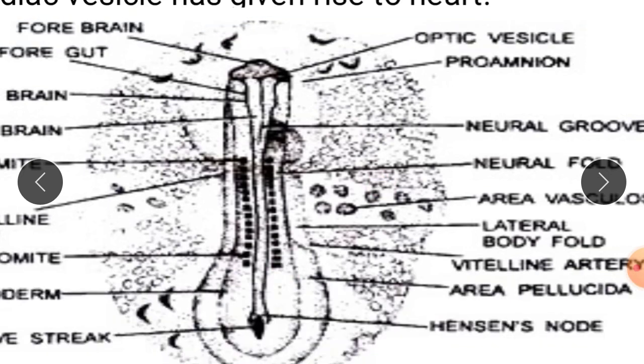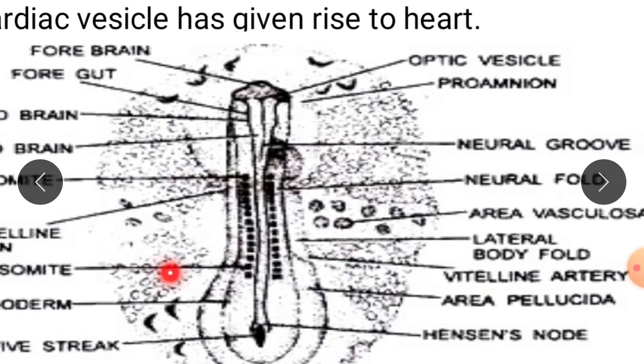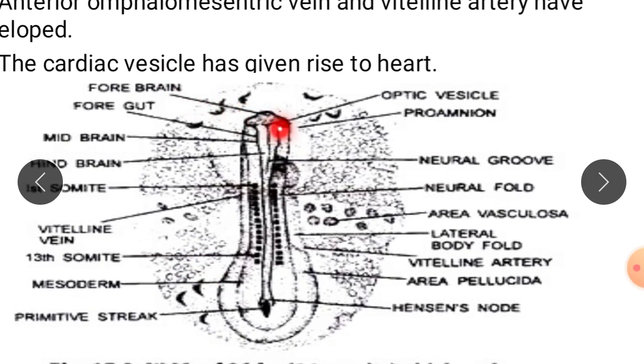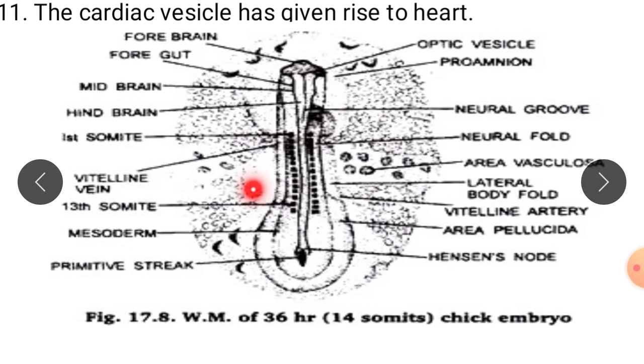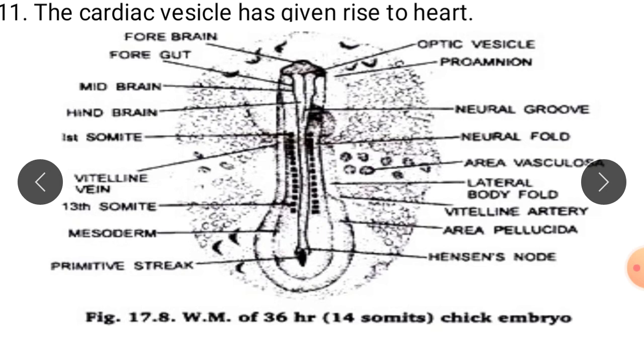You can count them. Based on the number of these somites, the age of the embryo can be calculated. This part is the neural fold, going to be developed into the nervous system, and this anterior part of the neural tube is going to be developed into the brain. So forebrain is here, foregut, midbrain, hindbrain, first somite, vitelline vein, 13th somite, and mesoderm, primitive streak. A very small primitive streak is here, only a dot-like primitive streak.